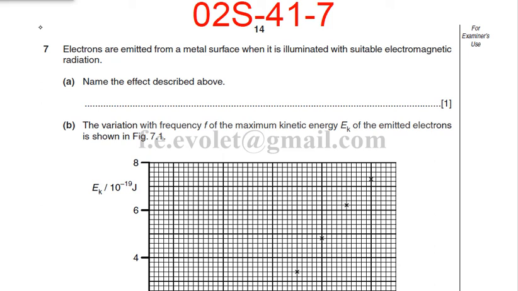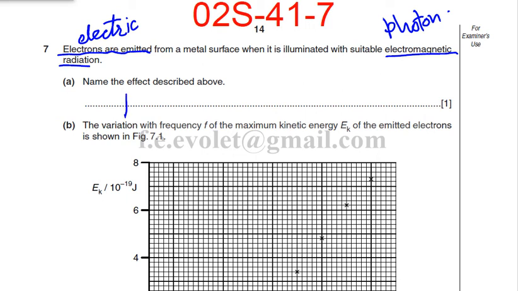The question states electrons are emitted from a metal surface when it is illuminated with a suitable electromagnetic radiation. Name the effect described. So electrons are emitted, and electromagnetic radiations, this part is the photons, because we have the photons related to electromagnetic radiation. So you have got it right. That's photoelectric effect.